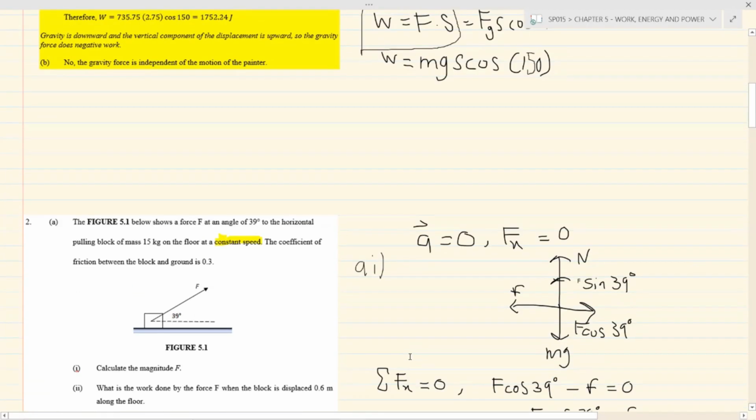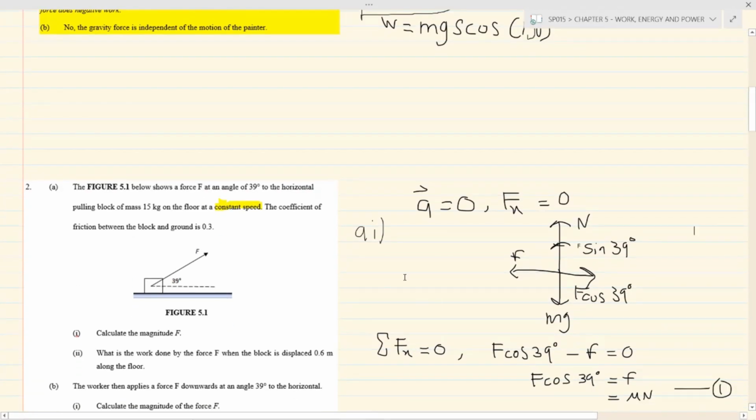Okay, then because we know that there's no acceleration on the X component, we can do summation of Fx equals zero. The force that is present on the X is only F cos theta moving to the right, and you have friction moving to the left. So F cos 39 degree minus friction equals zero. So F cos 39 degree equals, we bring friction to the right, F cos 39 degree equals friction, which is equal to mu N.